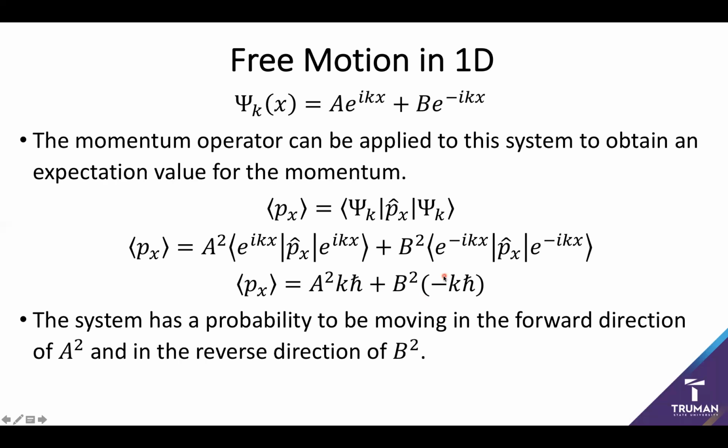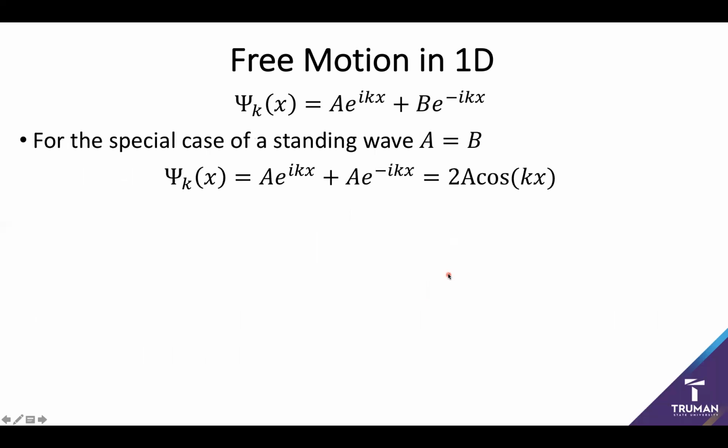Now, we can then take this system and break it down into some essentially simplified cases. My personal favorite of which is when A is equal to B, because under this case, we have a shared prefactor, which can then essentially be pulled out front. And by pulling the A out front, what we're left with is e to the ikx plus e to the negative ikx, which is the same as 2 cosine kx. So this gives us a total wave function of 2A cosine kx.